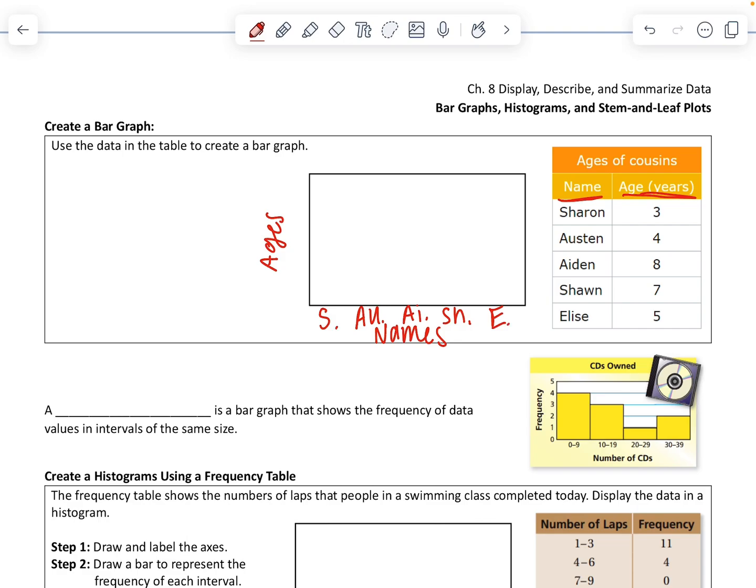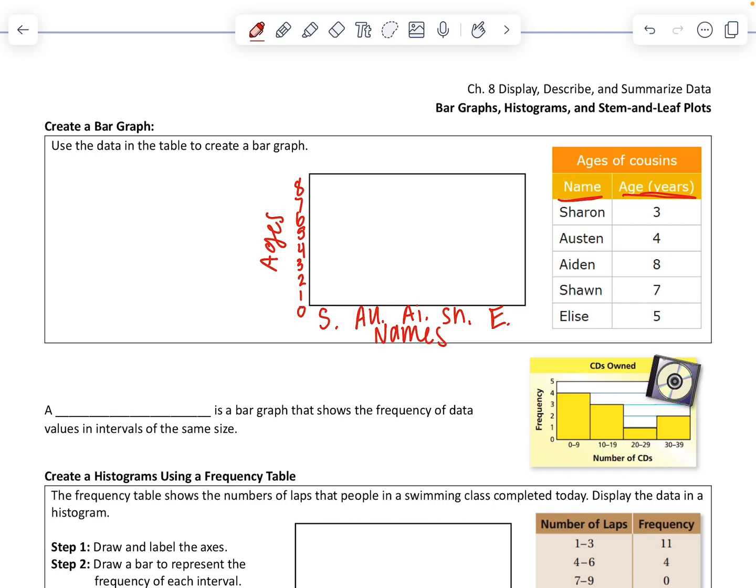Now I need to write the ages on the left. My ages are right here: 3, 4, 8, 7, and 5. But I need to put other numbers on there to show what my graph is going up by. 0 is always right there, and we do 1, 2, 3, 4, 5, 6, 7, 8. I don't need any more than 8 because 8 is the oldest, which is Aiden.